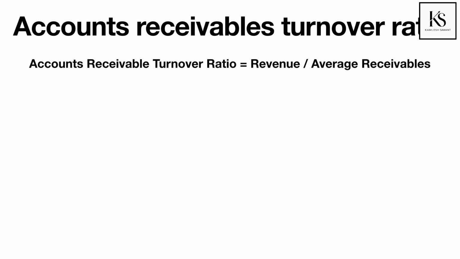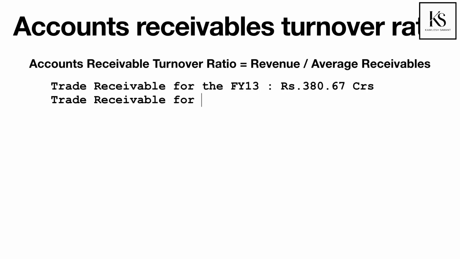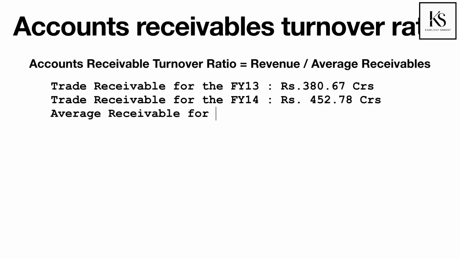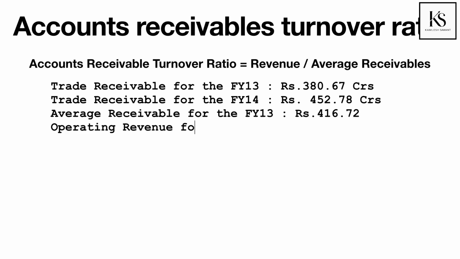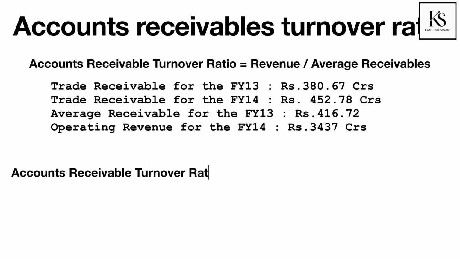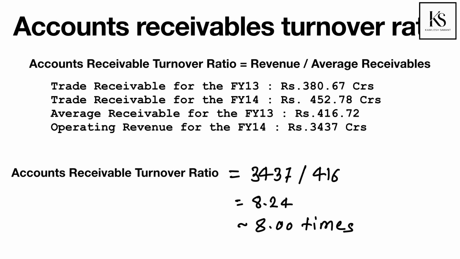From the balance sheet we know trade receivable for FY13 is 380 crores, trade receivable for FY14 is 452 crores. Average receivable is 416. Operating revenue for FY14 is 3437 crores. Hence the receivable turnover ratio is 3437 divided by 416, that is equal to 8.24 times a year. This means ARBL receives cash from its customers roughly about 8 times a year, or every month and a half.